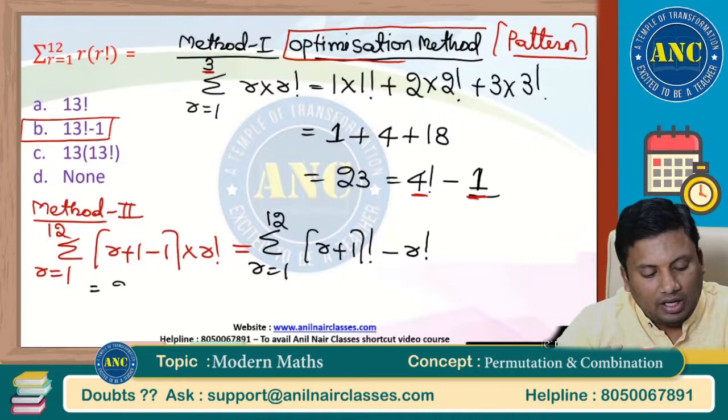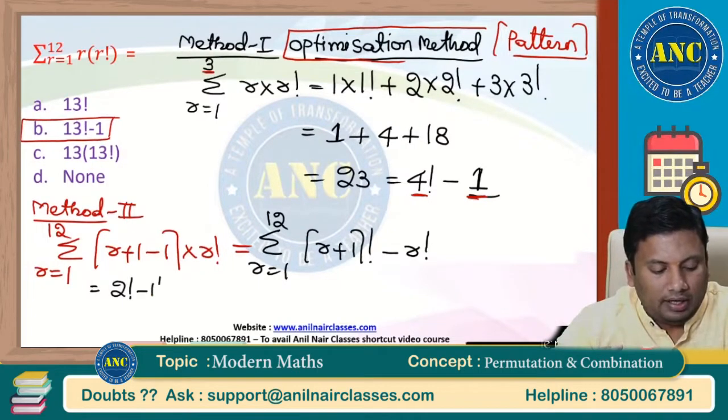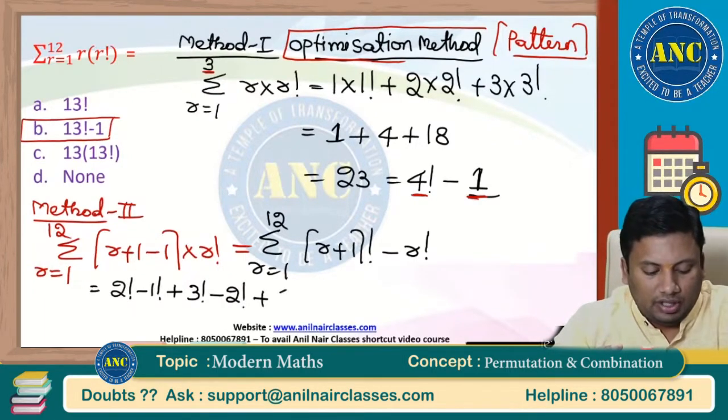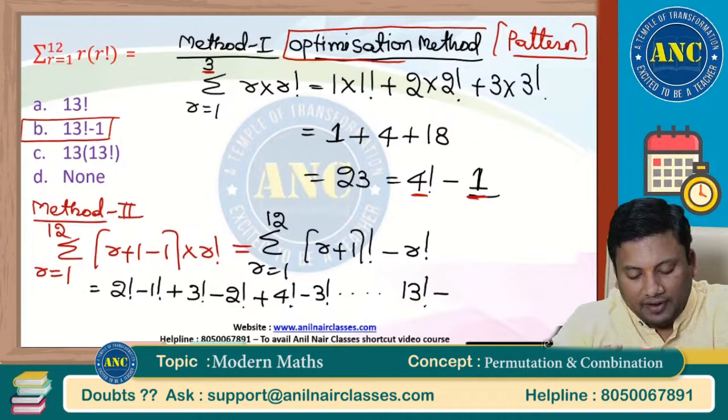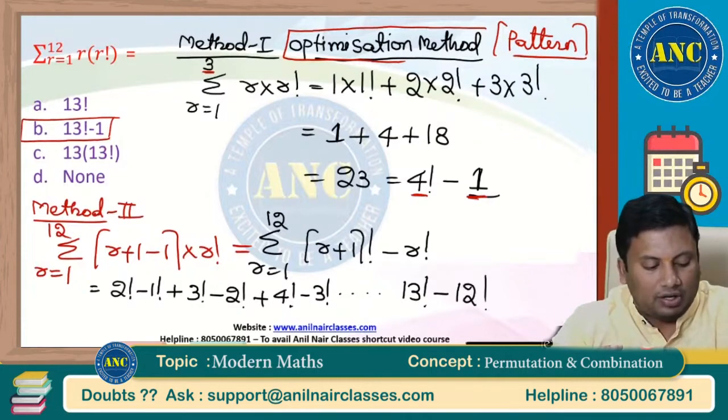1 plus 1 is 2. 2 factorial minus 1 factorial, R equivalent to 2. 3 factorial minus 2 factorial, R equivalent to 3. 4 factorial minus 3 factorial, R equivalent to 12. 13 factorial minus 12 factorial.